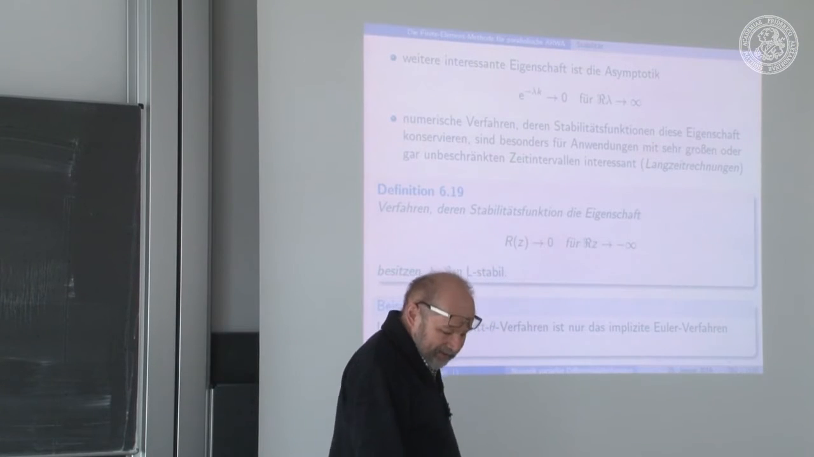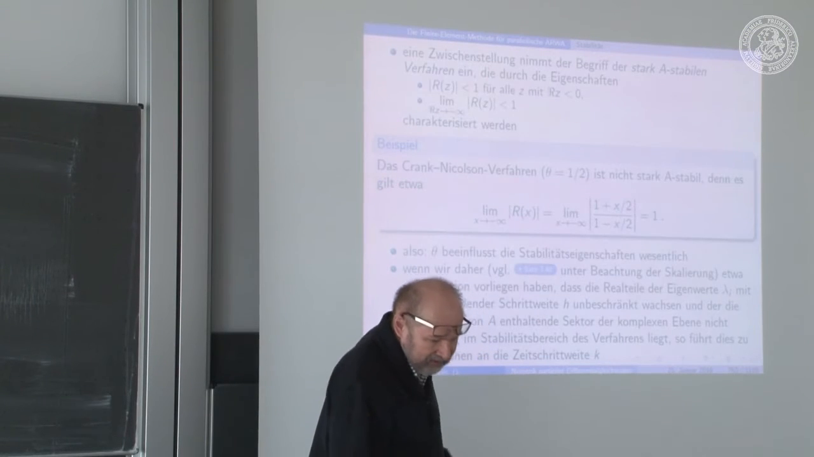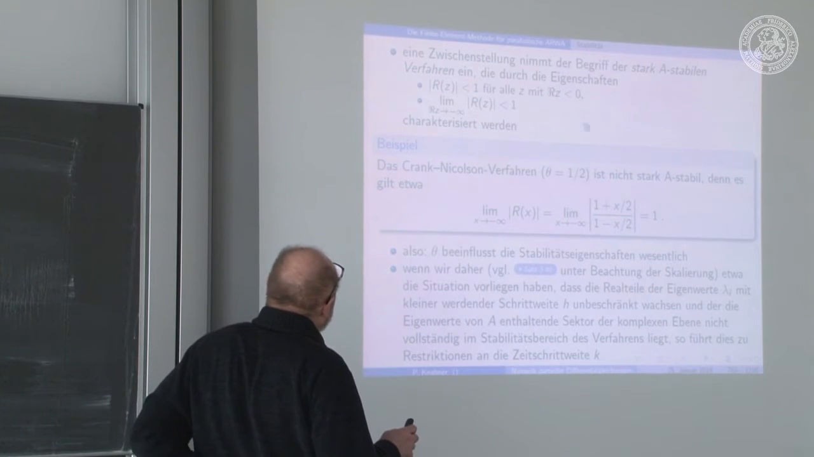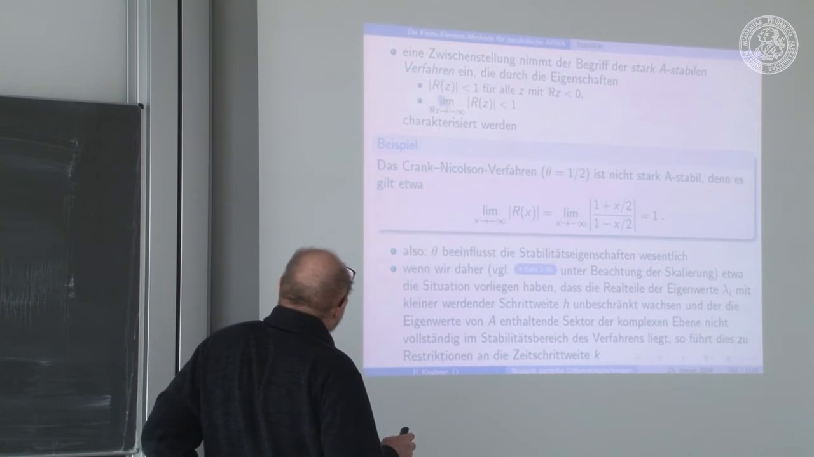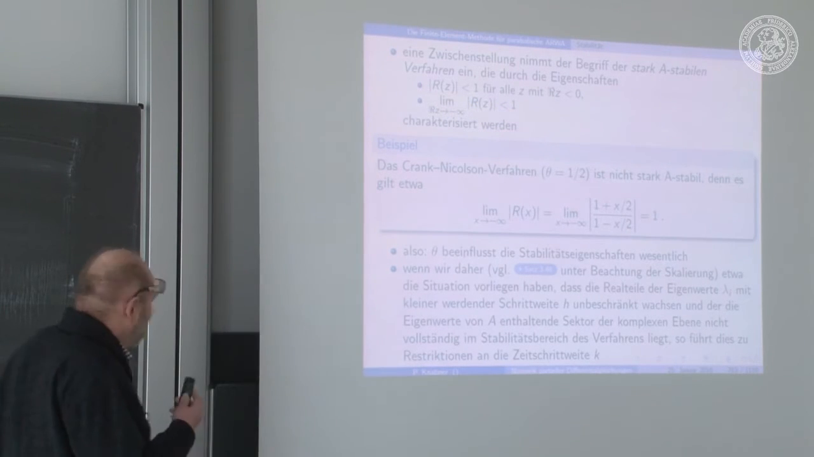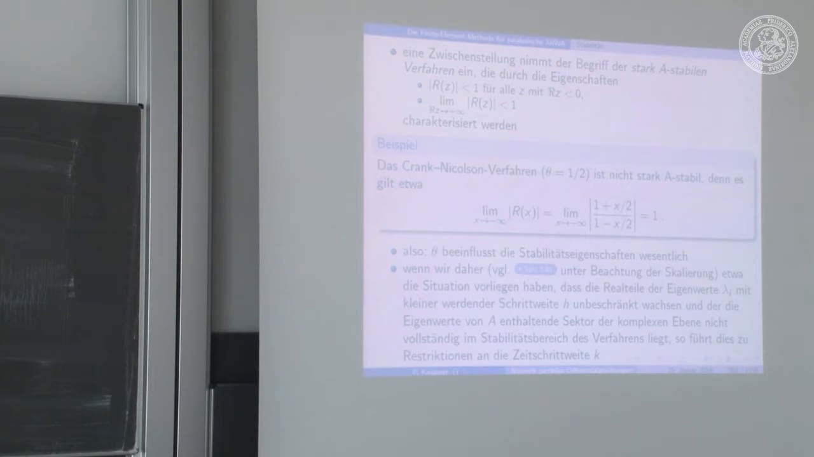Of course, with the notions of stability, there's a little bit weaker notion of stability. It's the so-called strong A-stability. The Crank-Nicolson method is also not strongly A-stable. In the strongly A-stable case, one would not require the limit 0, but a limit less than 1. And for Crank-Nicolson, we have seen the limit is 1.